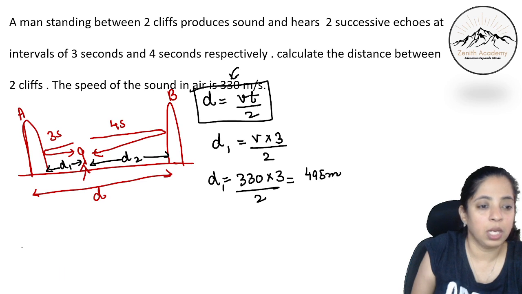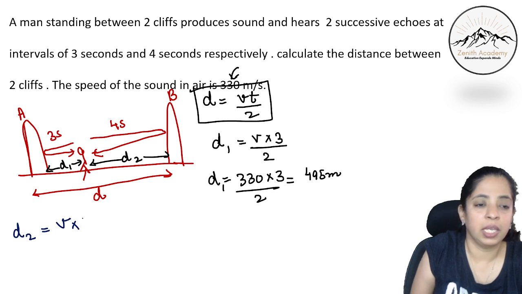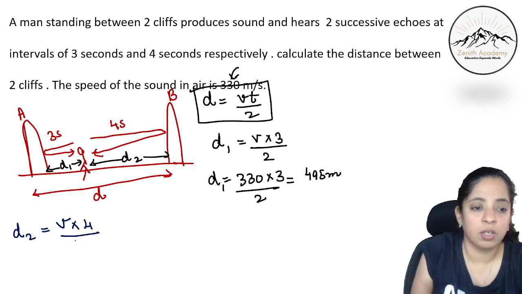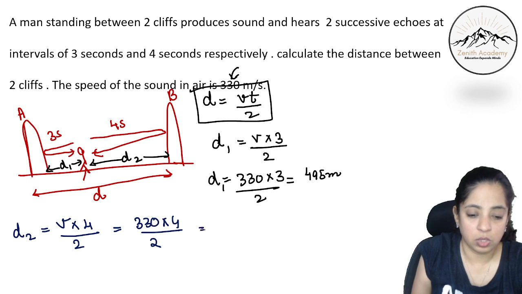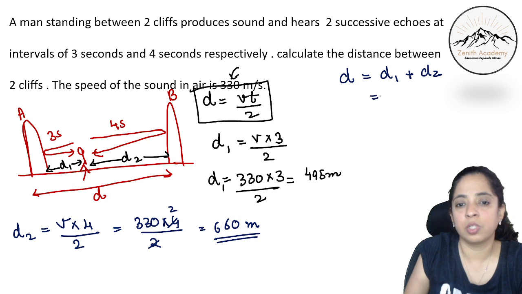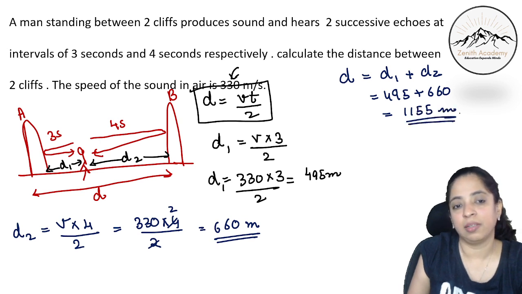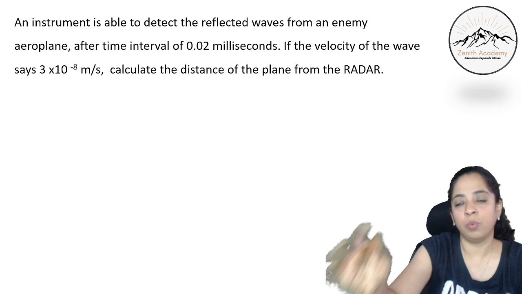Similarly, d2 will be velocity into time. Time is 4 seconds now upon 2. Now velocity is 330 into 4 upon 2. So 2 ones are 2, 2 twos are 4. So this will be 660 meters. So total distance will be d1 plus d2. So it will be 495 plus 660, which will be equal to 1155 meters. I hope this is clear. Moving on to the next question.